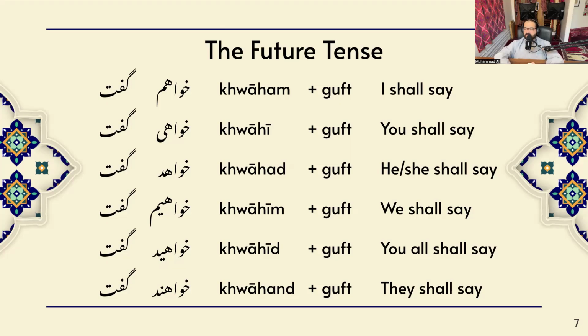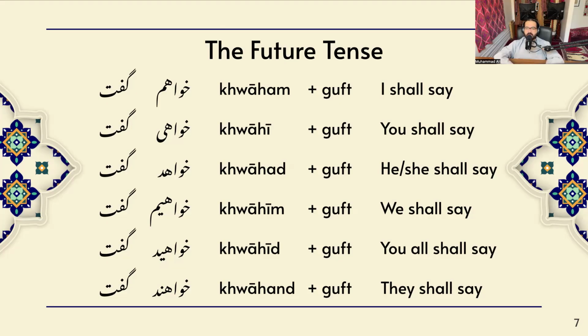So I'll leave this slide up for a second. Are there any questions, comments, anything? Basically, this slide is the only cheat sheet you need, because all you need to know is how to conjugate the verb to want in the present tense, which I've just given you here.